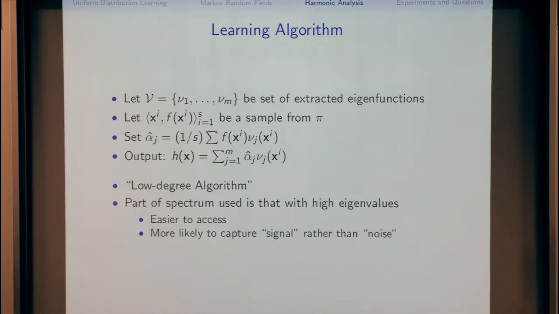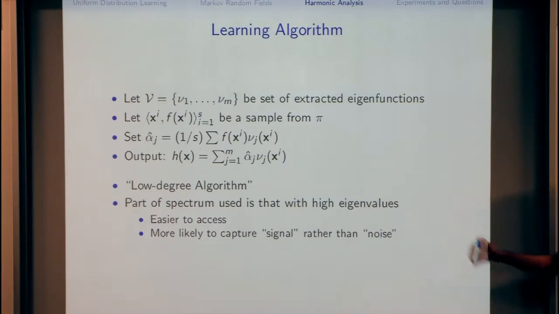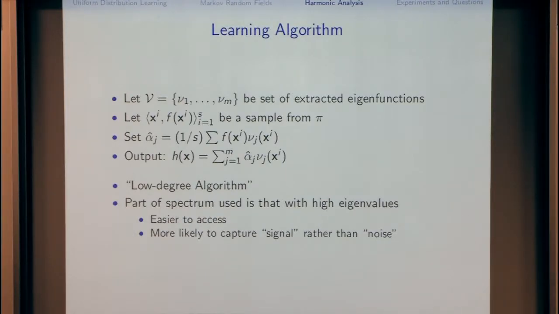So the part of the spectrum that was used here is typically going to be eigenvectors with high eigenvalues, and the nice thing is that hopefully these are more likely to capture signal than noise, but it's also mainly just because this part of the spectrum is easier to access. So if the function g that we start with has an eigenvector with a very low eigenvalue, it would be very hard to use the power iteration method to extract that, because the noise just adds up.